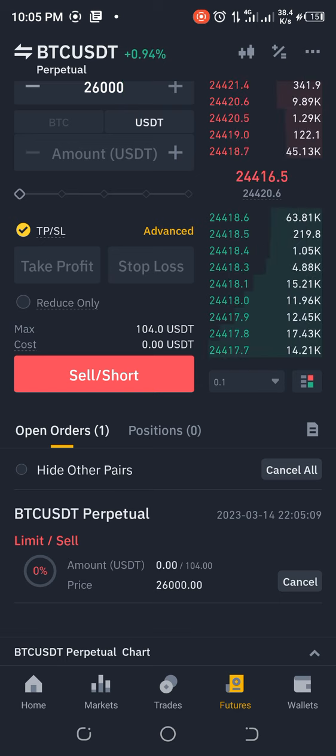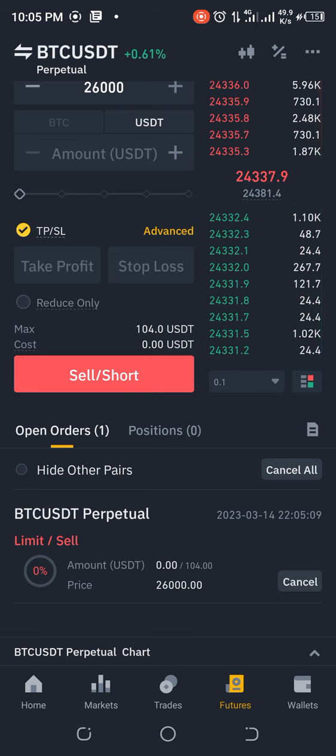So the advantage there is that you might not be online or you might not be on your Binance app by the time BTC reaches 26 USDT, and maybe you've heard a signal that when BTC reaches 26 USDT it will drop from there and you don't want to miss it. So that is the advantage.